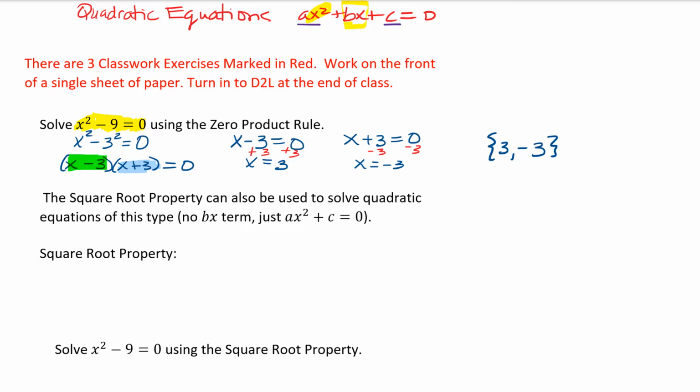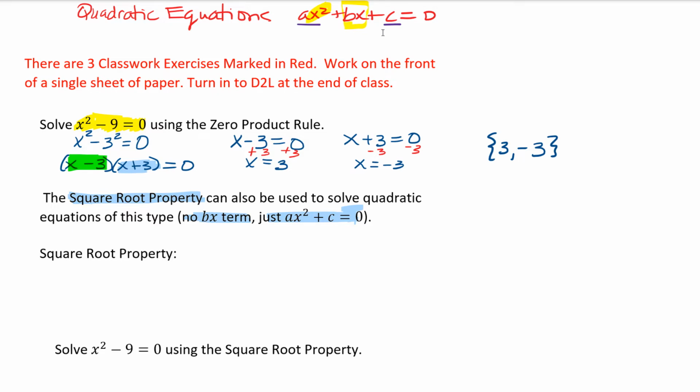Another technique we can use for solving this same type of equation is called the square root property. So we're going to take a look at that today. The square root property can be used to solve any quadratic equations of this type where the bx term is missing. So you just have the ax squared plus c equals 0 situation.